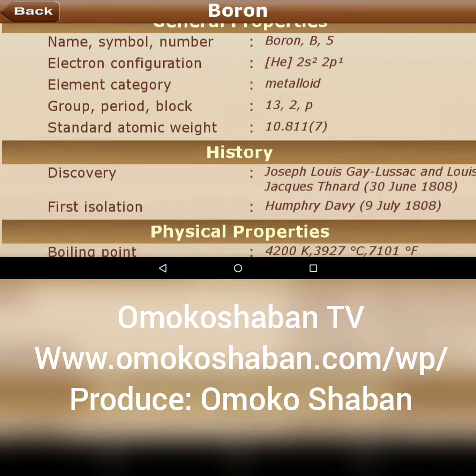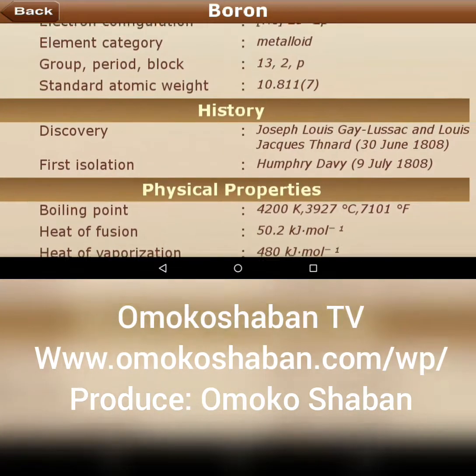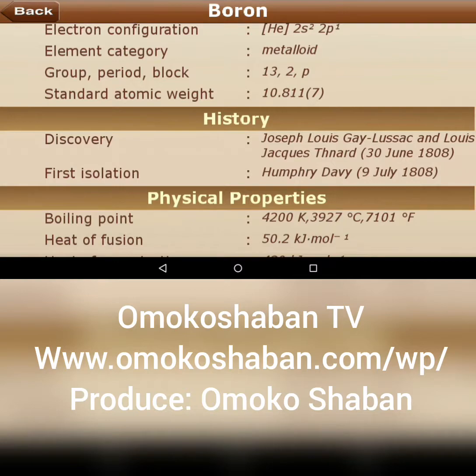That is, when you subtract the transition elements in it, it is found in group 3, and it has 3 electrons in its outer shell. That's why it's found in group 3. The period which boron is found in is period 2, and it is a P block element. That's where the occupation of its outer shell is, in the P block, and it has a standard atomic weight of 10.811.